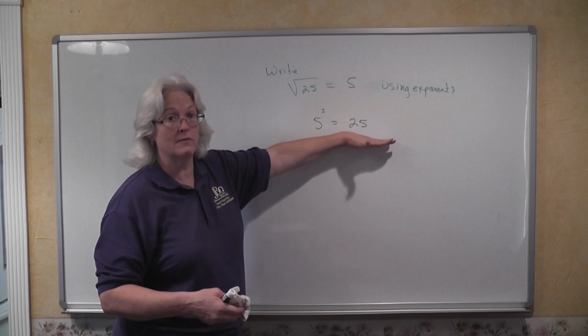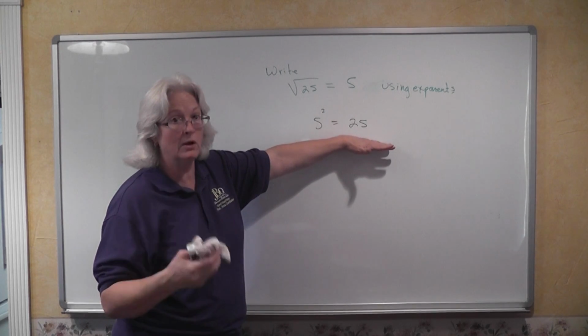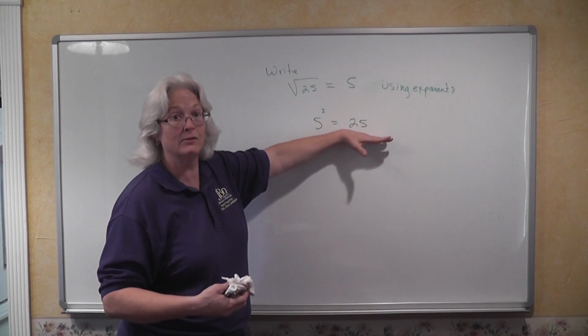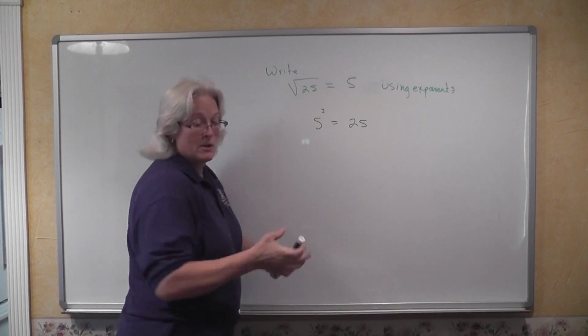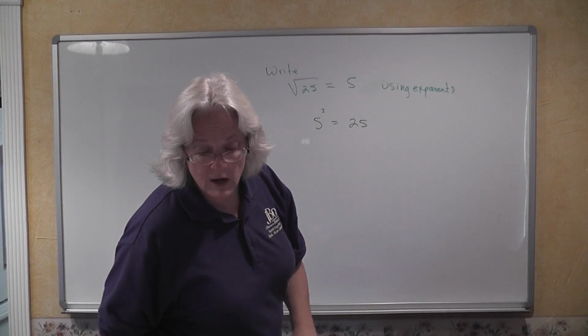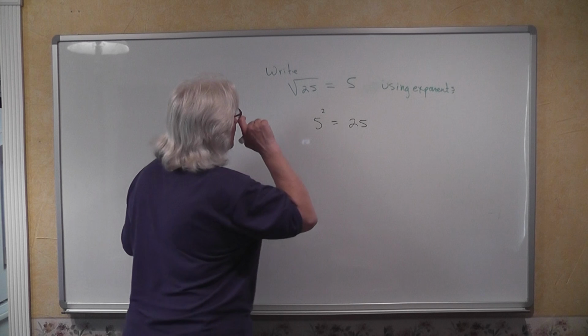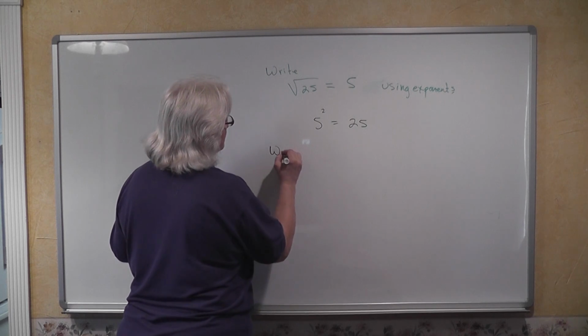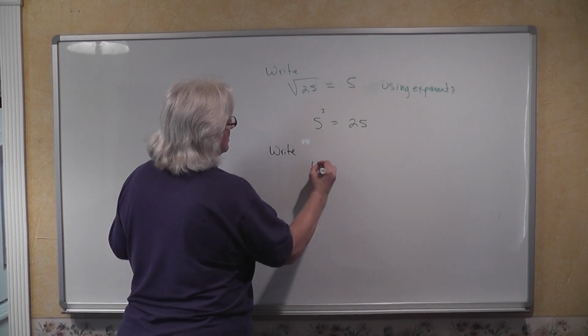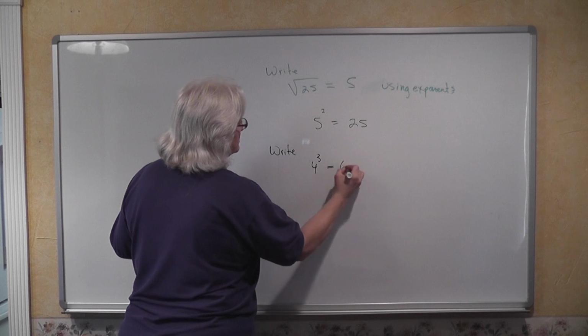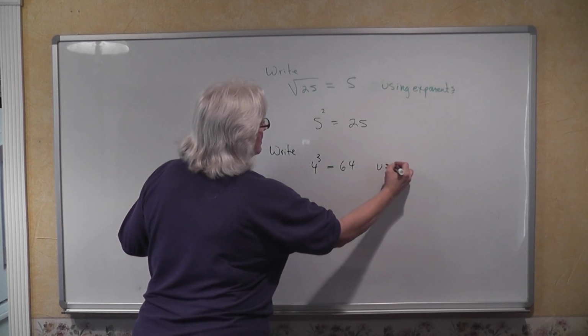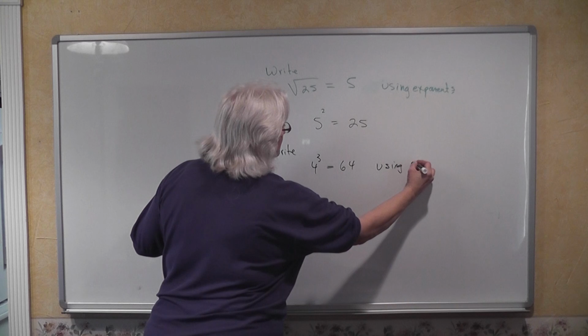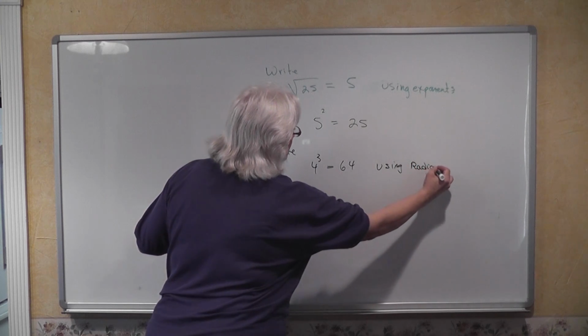Try and make some sense out of this. I have no better way to communicate it to you, and I apologize. The next one says, write 4 cubed equals 64 using radicals. Write 4 cubed is equal to 64 using radicals.